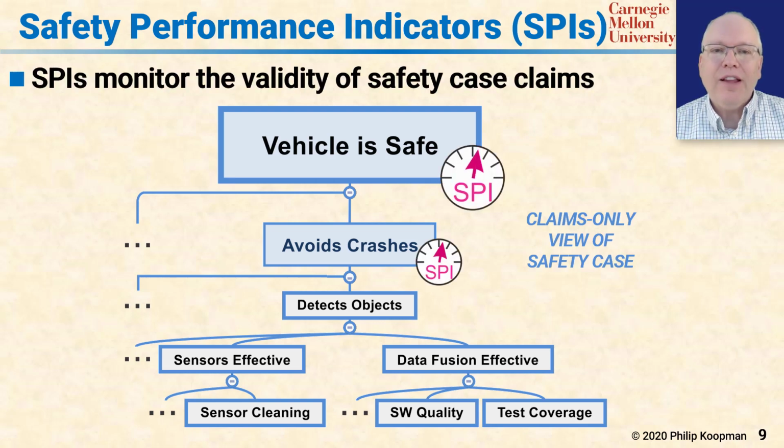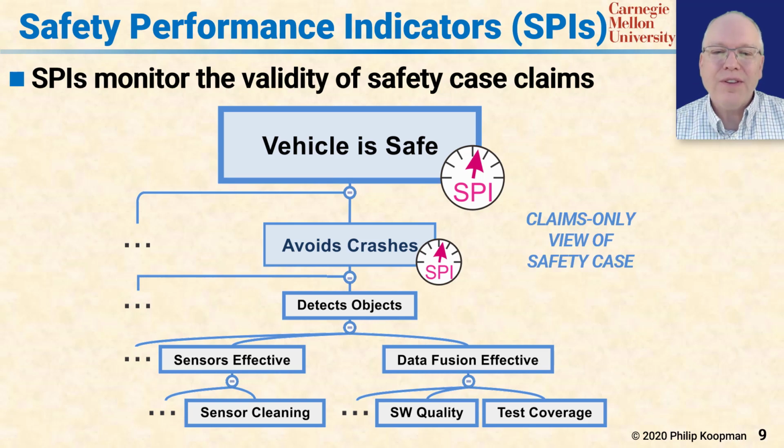SPIs attach to the claims of the safety case. So you can have a SPI for vehicle safe. At some point, you know what your risk target is. You have a way of measuring it, and that's what that SPI is. But you don't find that out until you deploy the vehicles and see how it turns out. For sure, you want to be keeping an eye on that so that if it's out of whack, you find out what's wrong. But that isn't the only measure you need, because you won't know that till after you deploy.